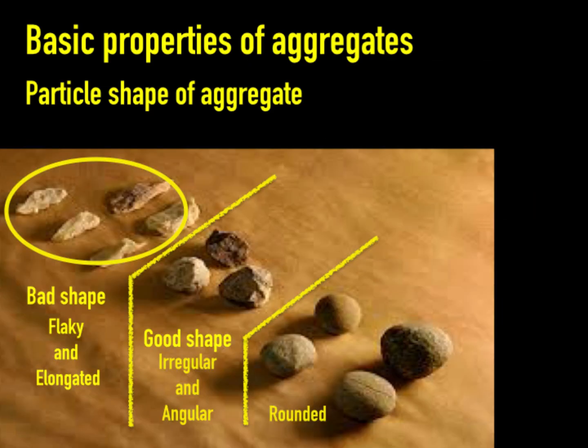Flaky and elongated shapes are undesirable in a concrete mixture because they have a negative effect on concrete properties such as workability and compressive strength. The flaky particles can crack very easily, which can lead to weak concrete strength, while the elongated particles result in increased friction between the particles, hence reducing the workability of concrete.